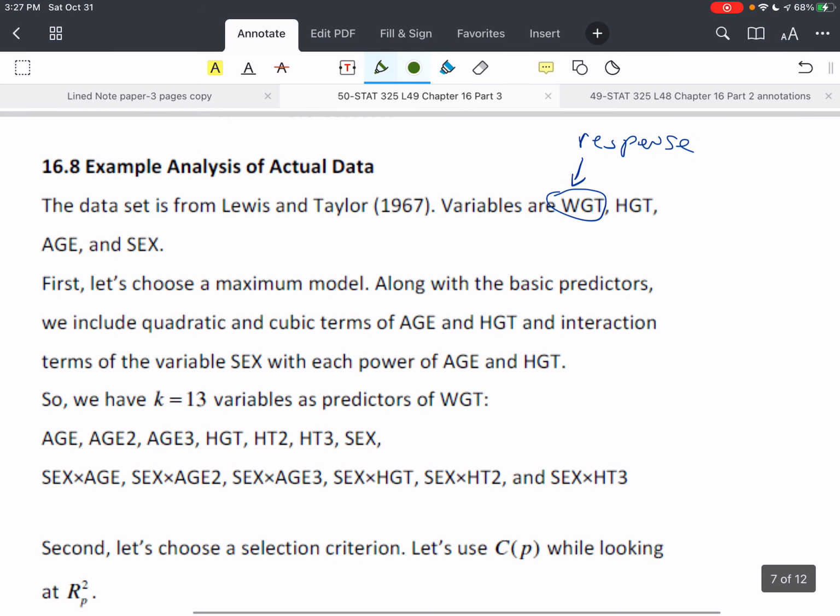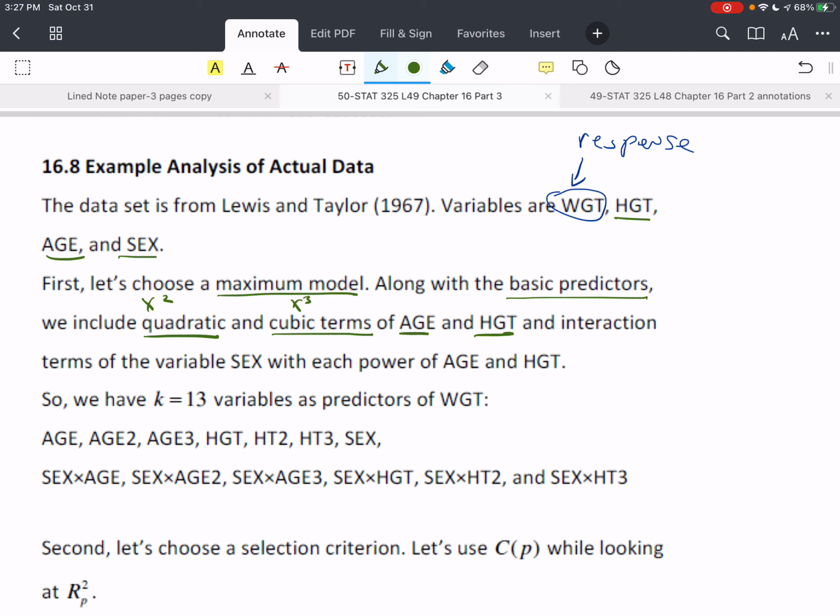So let's talk about an example of data. This is a data set by Lewis and Taylor in 1967. The response variable is weight. We have height, age, and sex. We're going to choose a maximum model, and boy, are we going to add some things to this. We have the basic predictors listed above: height, age, and sex. We're also going to include quadratic terms, that means the squared terms, and cubic terms, for age and height only. And then we're going to include interaction terms for sex with each power of age and height.